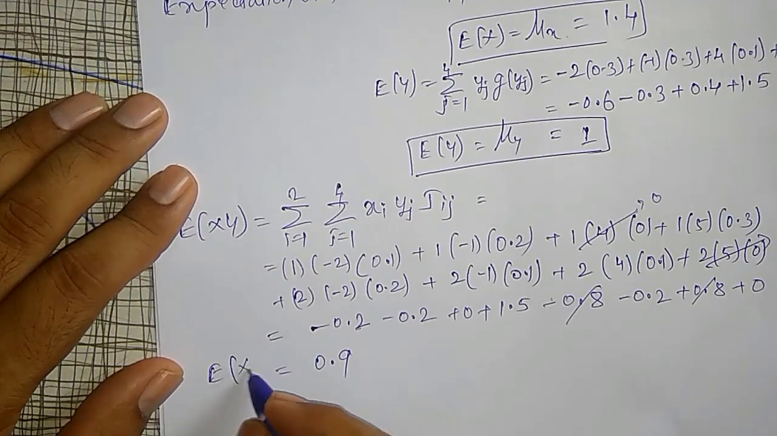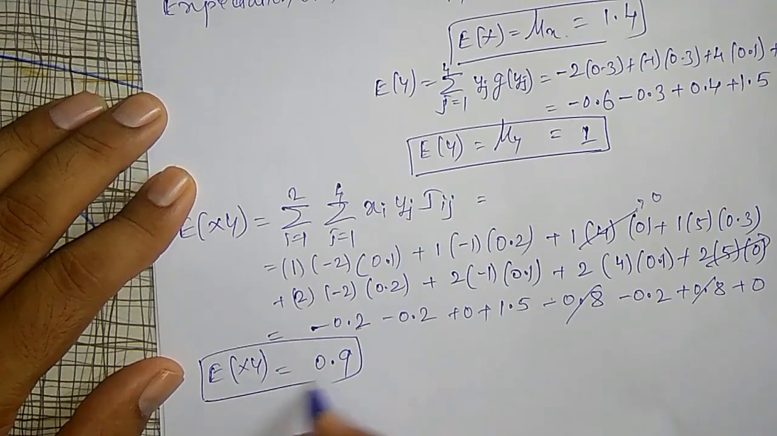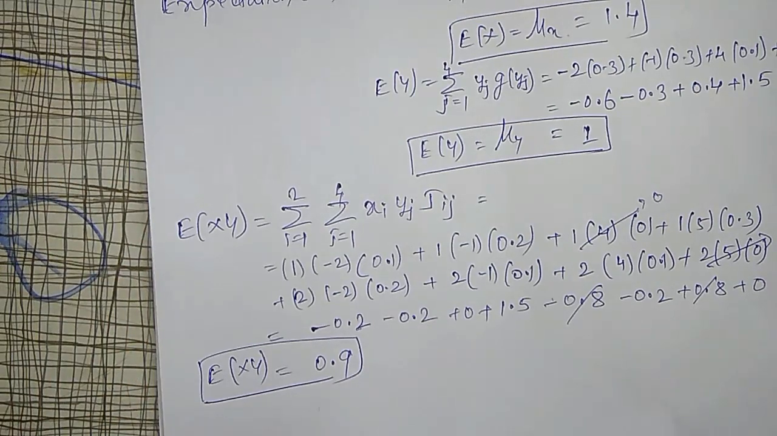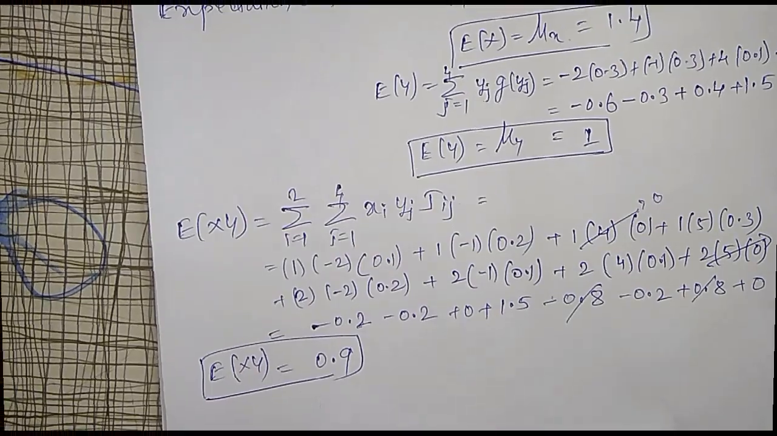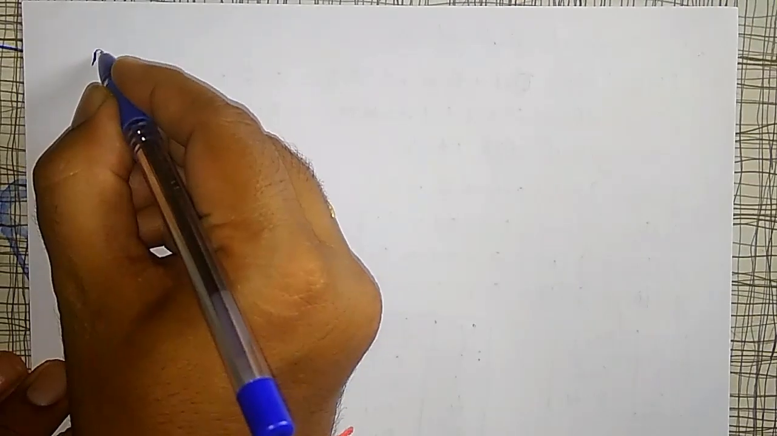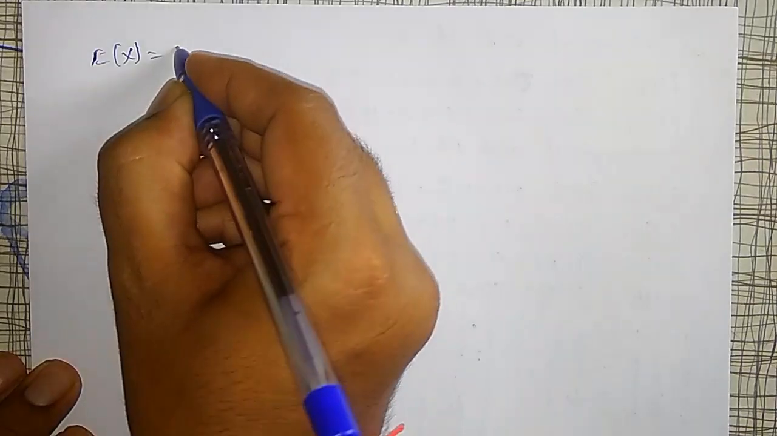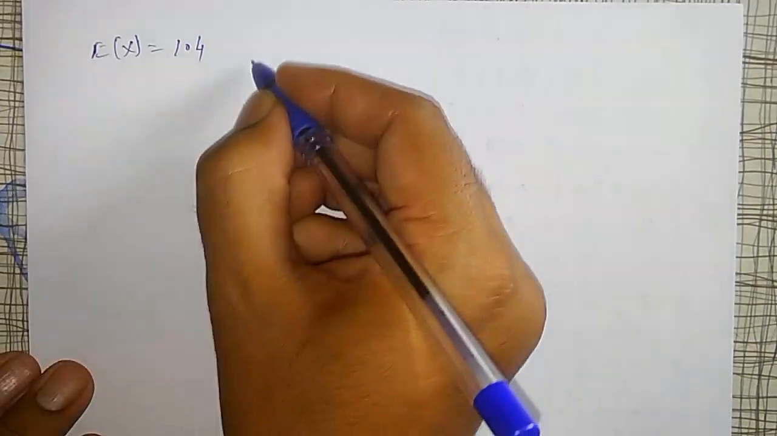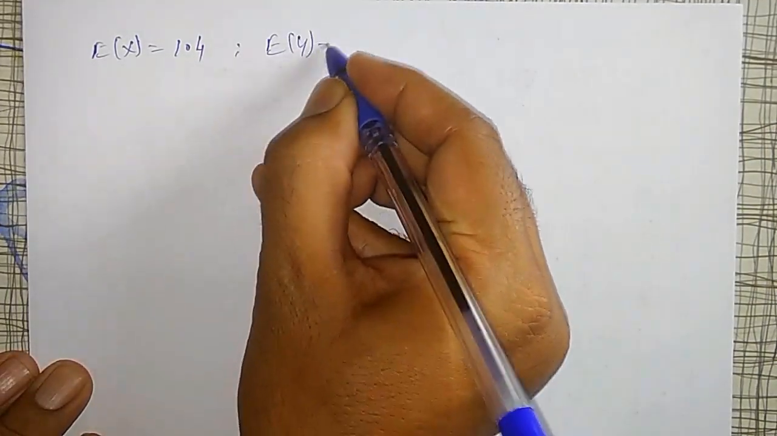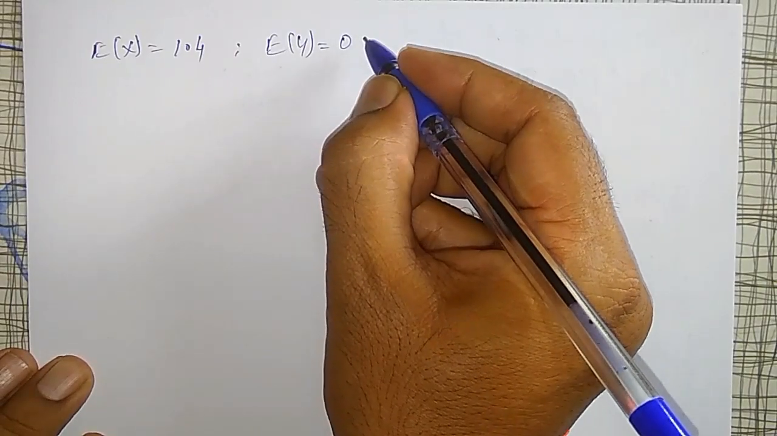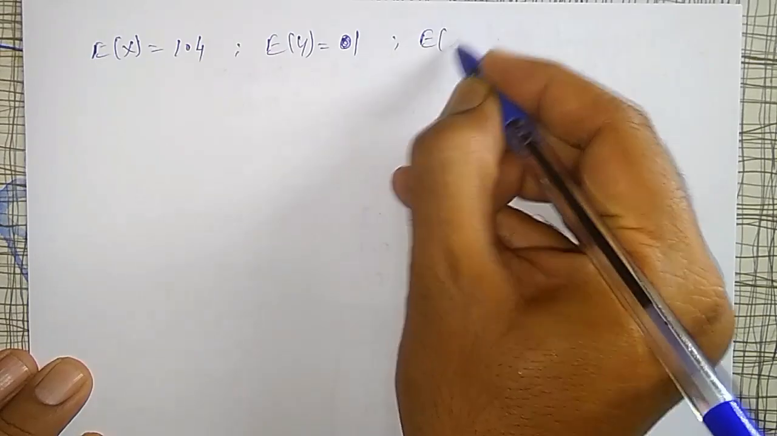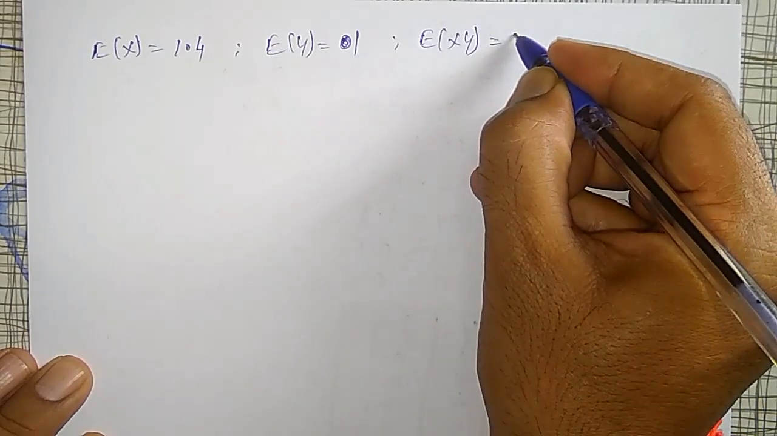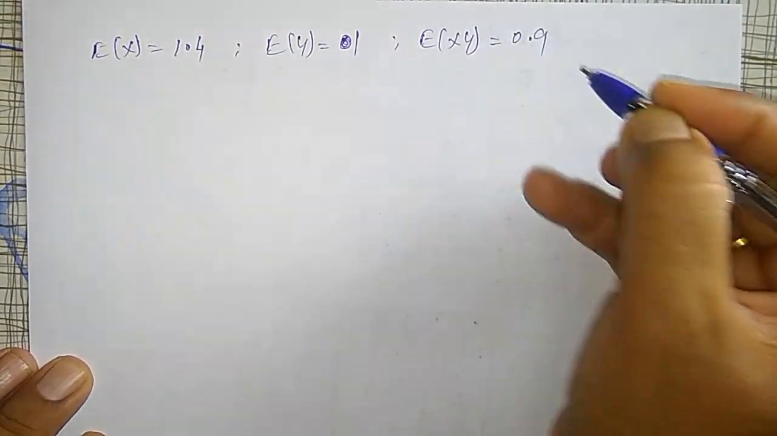Expectation of xy. Using all these things, I have to next find standard deviation of x and standard deviation of y. Okay, therefore we have here expectation of x is equal to 1.4, expectation of y is equal to 0.1, and expectation of xy is equal to 0.9.